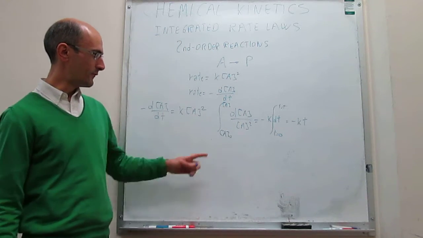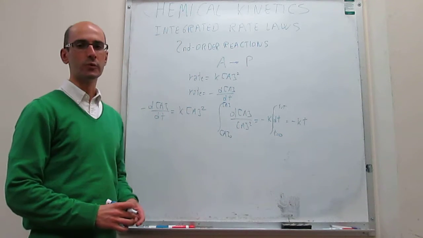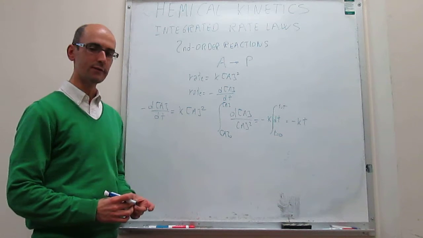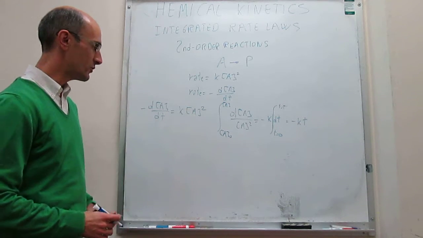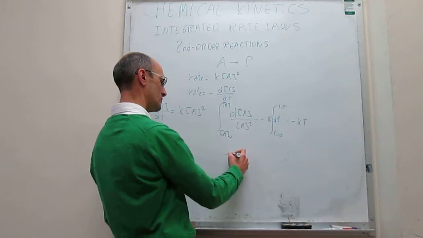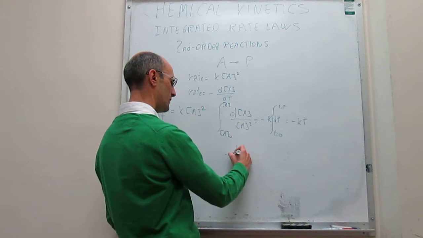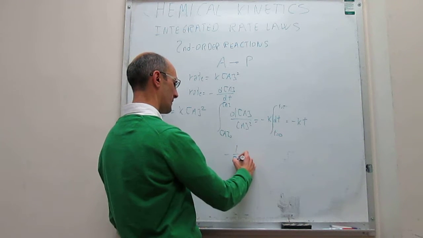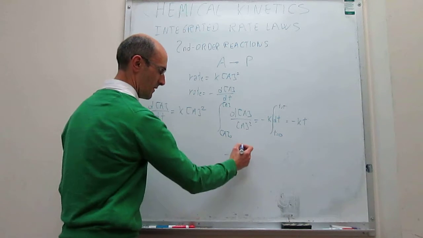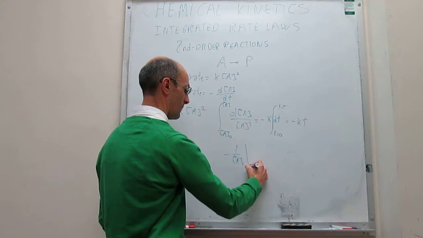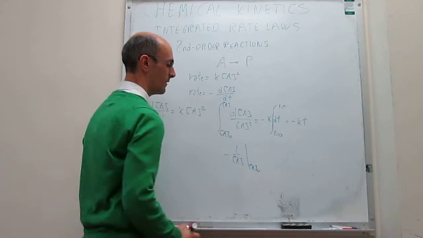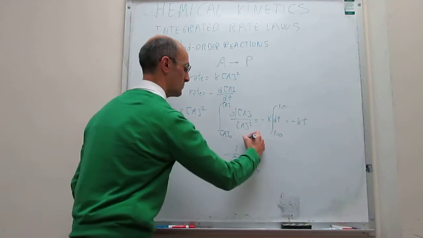Now, what about the integral of differential of A over A squared? Well, this is the integration of a polynomial, which you can see is going to yield minus 1 over the concentration of A. And we have to evaluate this from A naught to A.